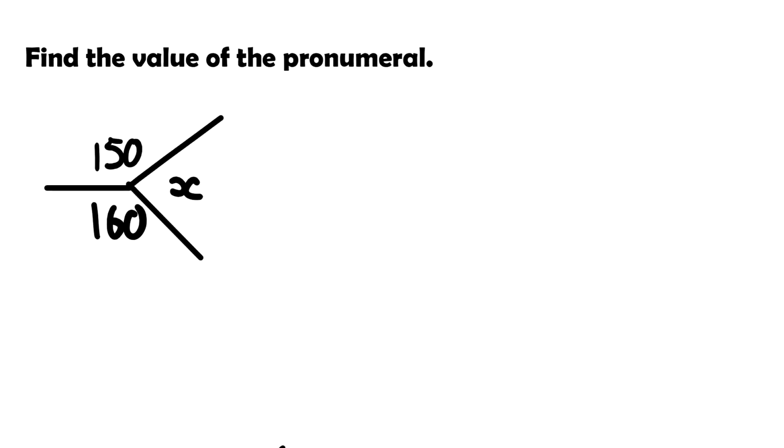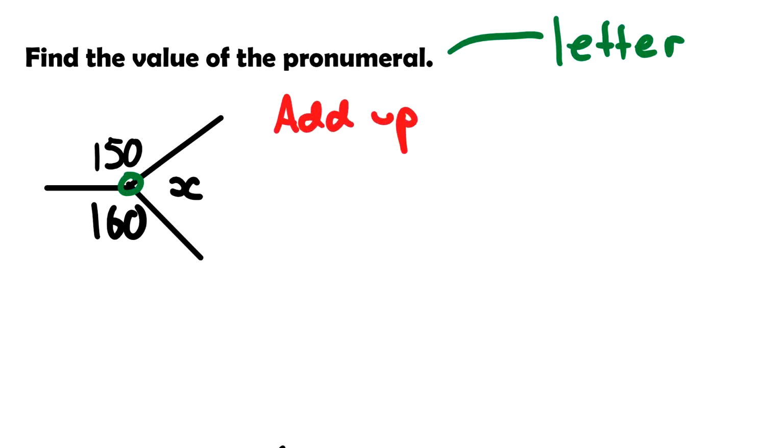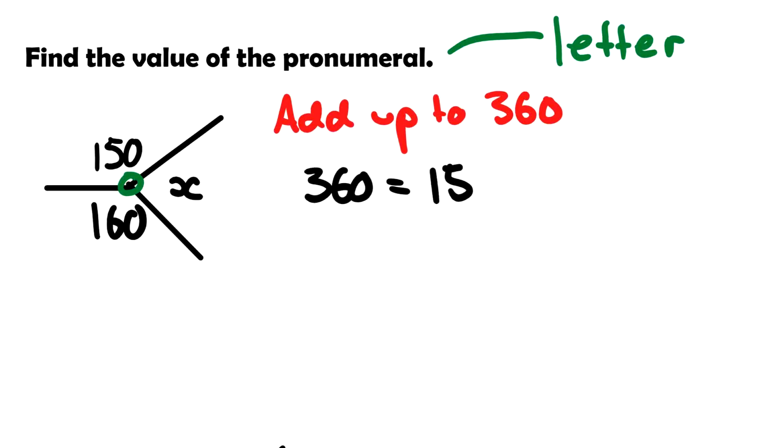Now we're going to look at a different type of question, but it'll come up a lot. In this case, we need to find the value of the pronumeral. Remember, pronumeral is just a fancy word for letter in this case. So we're trying to find the value of our x. The first thing I notice is that we have a point. So we know we're looking at angles at a point, and we know angles at a point add up to 360. So we should have 360 equal 150 plus 160 plus x.